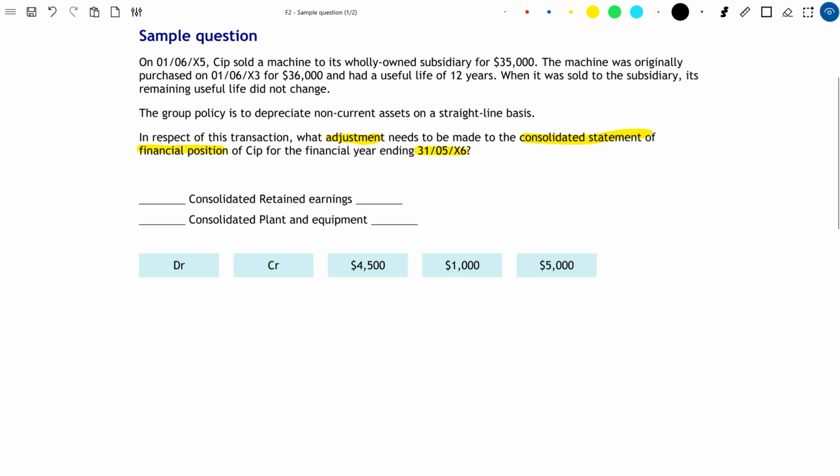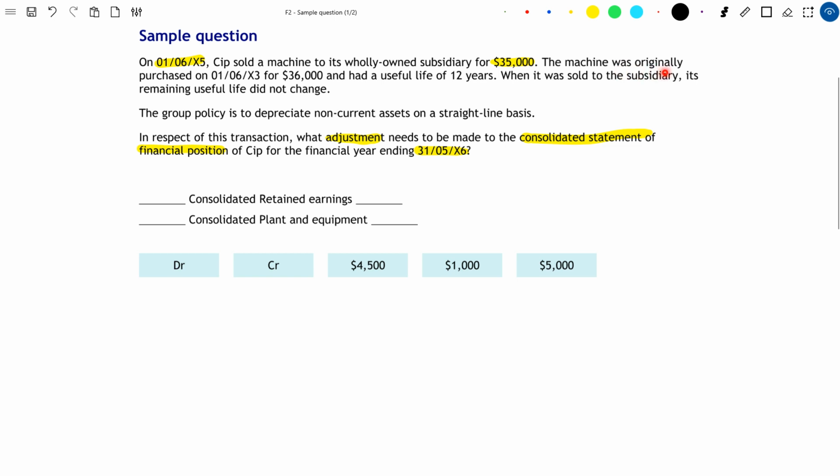On the 1st of the 6th X5, always important to highlight dates, SIP sold a machine to its wholly owned subsidiary for $35,000. So we've got intragroup trade going on here. With intragroup transactions, we have to be careful not to do any double counting, because in group accounts you are presenting the two entities, the parent and a subsidiary, as a single entity. Any transactions between members of that group need to be dealt with and adjustments made, because we cannot show profits on those transfers in the group accounts, as it will be double counting.